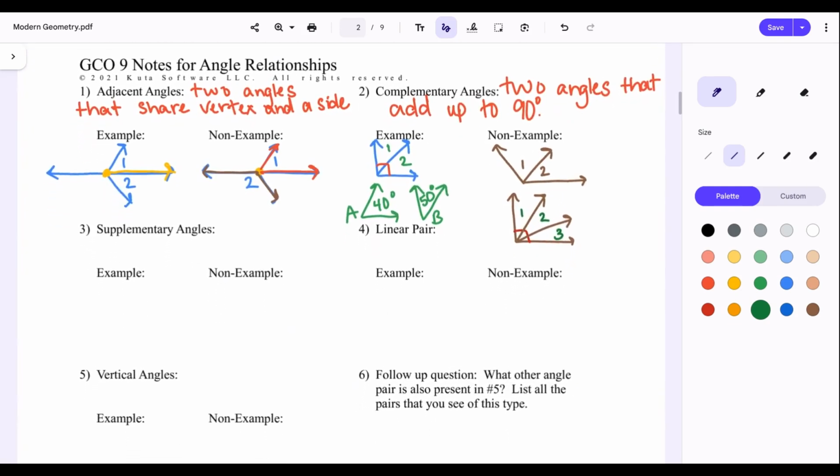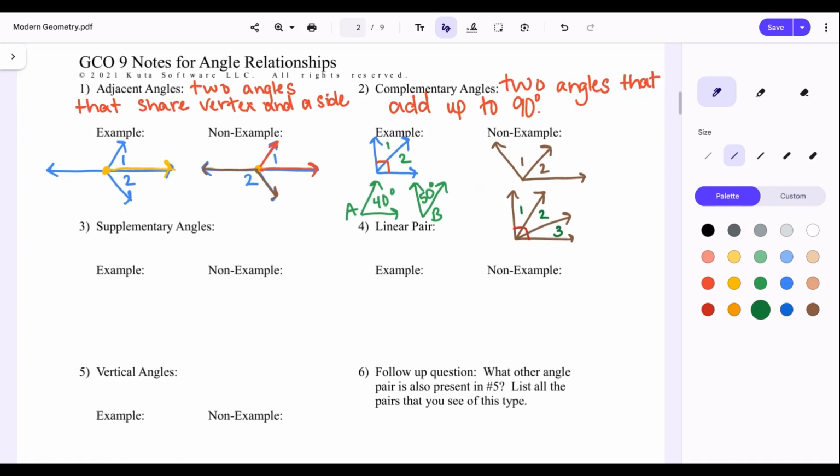Okay, so directly connected to that is this next vocab word, which is called supplementary. And supplementary angles are going to be, again, 2 angles, so no more than 2, that add to 180 degrees. So a little more than that 90 that we just talked about with complementary. Now we're upping it to 180 degrees.